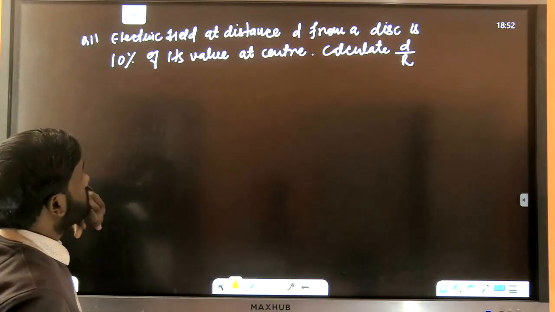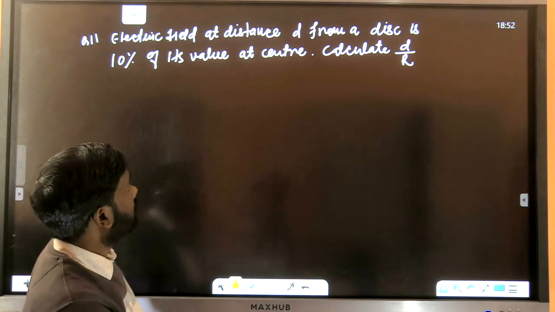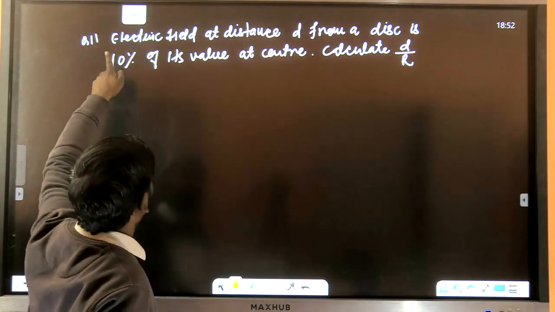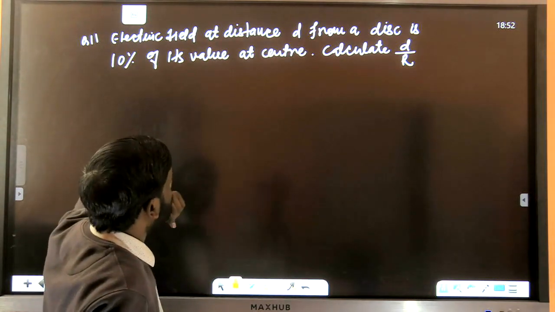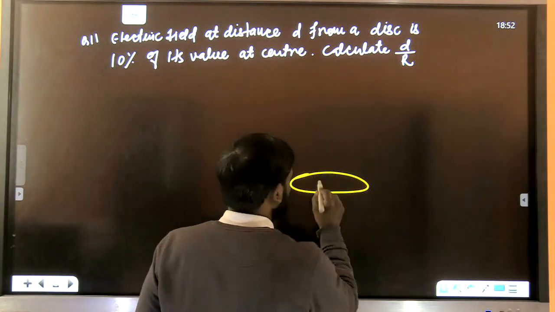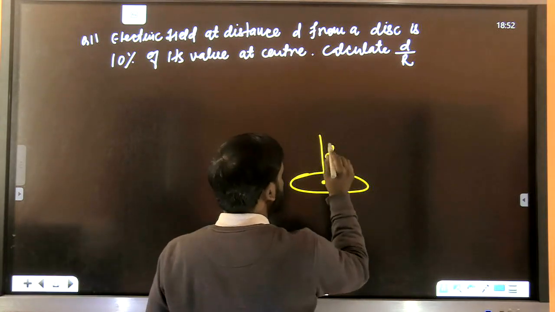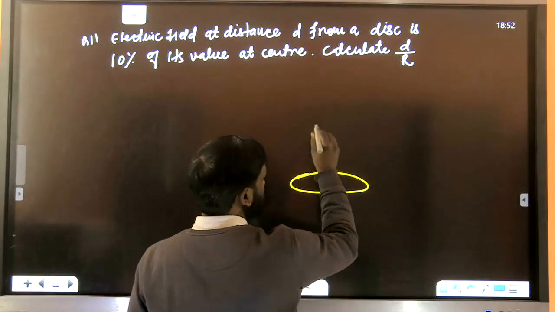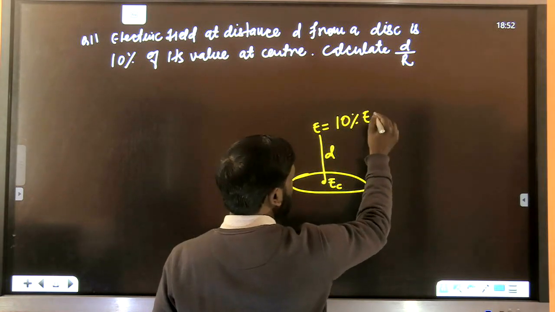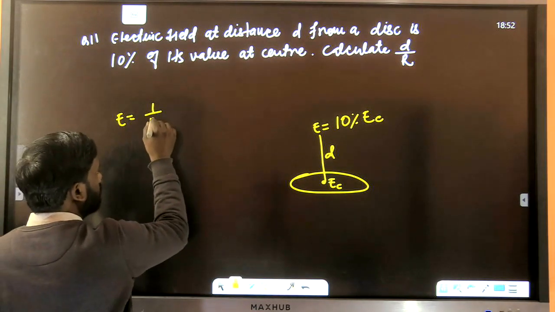Now let's see this question. It says the electric field at distance d from a disk is 10% of its value at center. Calculate the value of d by r. See, I'm covering it quickly so that the video doesn't become too long. At distance d, the electric field is E, and at the center it is EC. Then E is equal to 10% of EC, that's what the question says, so E is equal to 1 by 10 of EC.